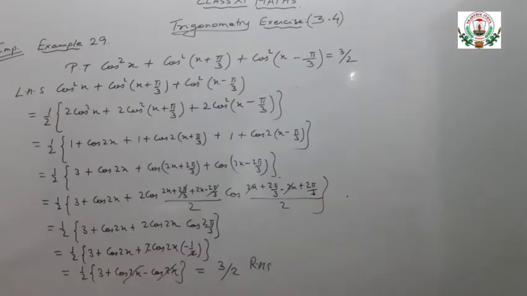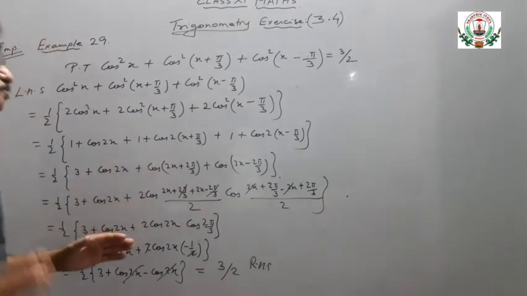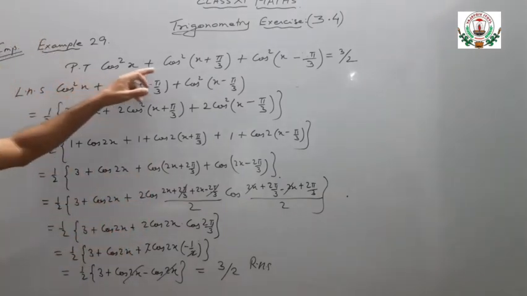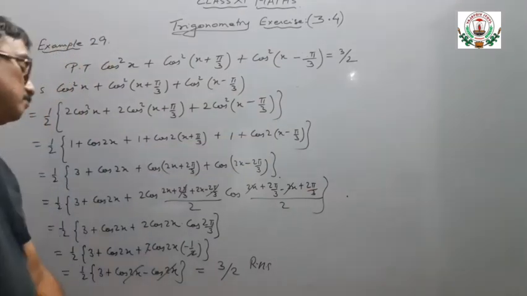Now let's come to the next example, number 29 from the trigonometry chapter. It is a very important question, so I am going to discuss it. This is the last question for trigonometry, and after this the chapter will be finished. Prove that cos square x plus cos square (x plus pi by 3) plus cos square (x minus pi by 3) equals 3 by 2.